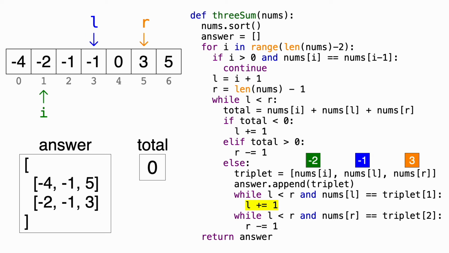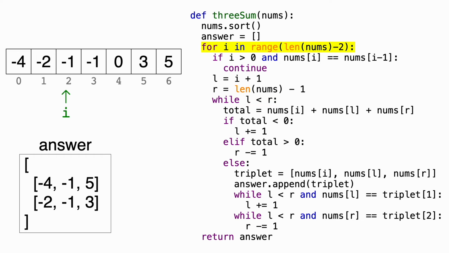L gets incremented, and since it's still pointing to -1, we increment it again. Next we'll decrement R, but now both pointers have met again. So we're done with the inner loop again, and we can increment I. This condition is still false, because -1 does not equal -2, but you'll see this become useful very soon. So again, we set up L and R, and then calculate the total, which is 3. This is too large, so let's decrement R.